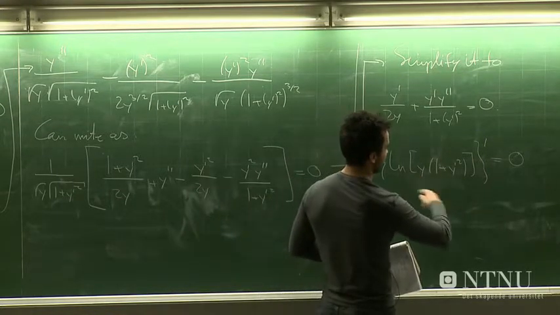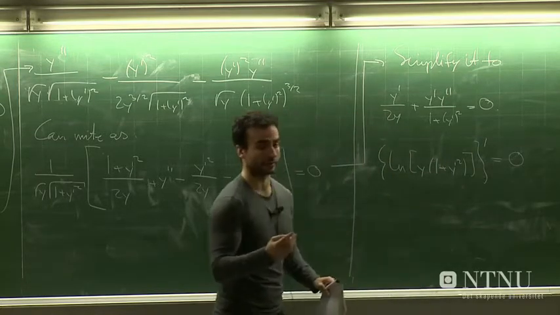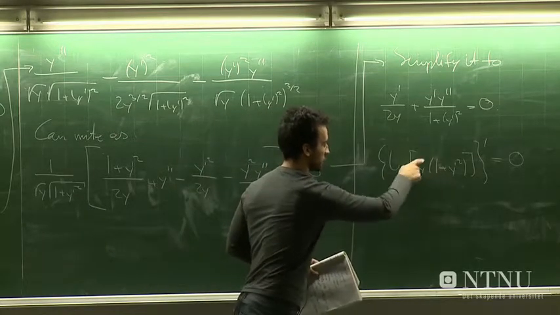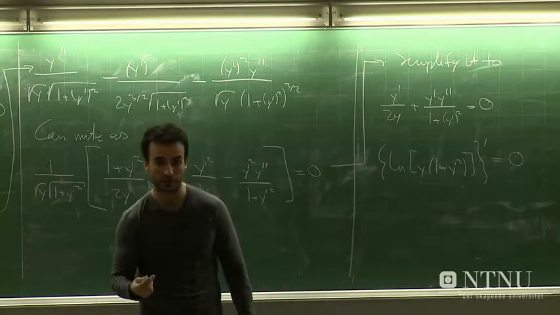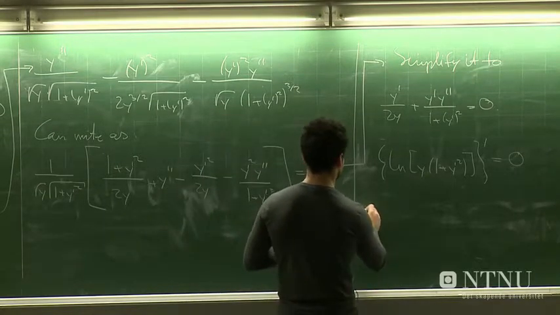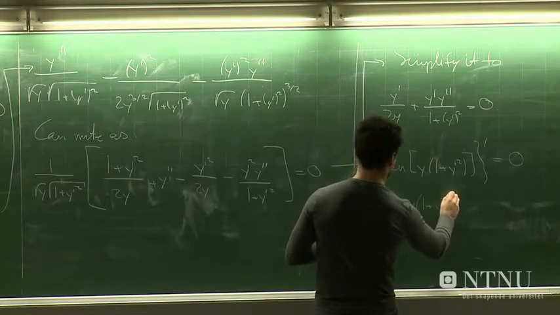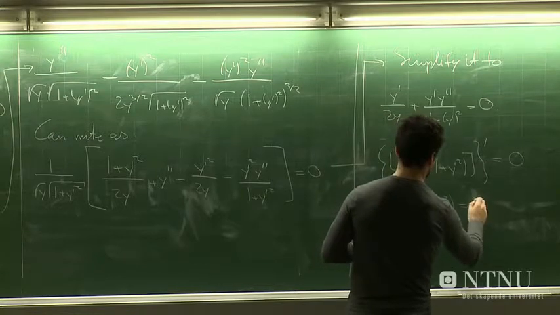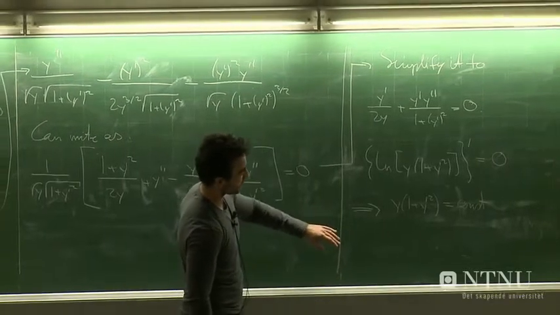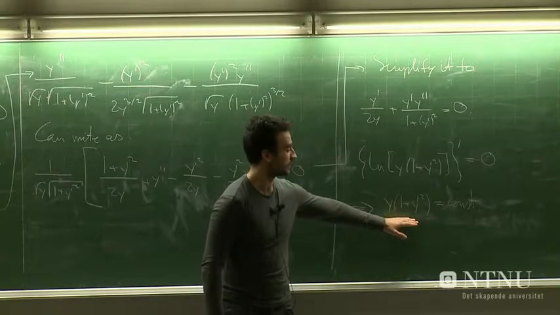Well, if this derivative is 0, it means that this term here inside the parentheses has to be a constant. And if the logarithm of this term here inside the square brackets is a constant, then the square brackets themselves also have to be a constant. So what we find is that this term has to be a constant. And that's a whole lot simpler.